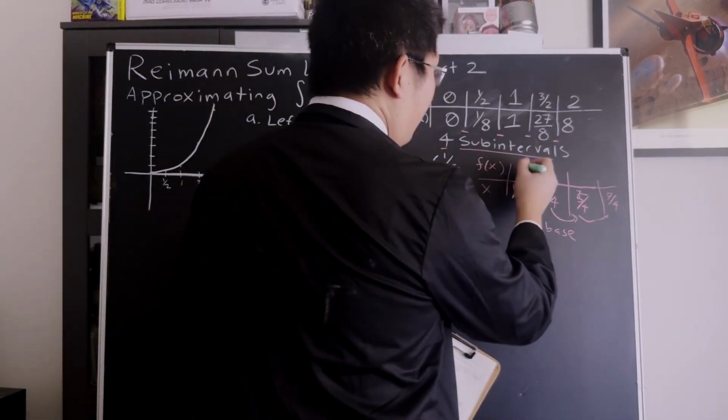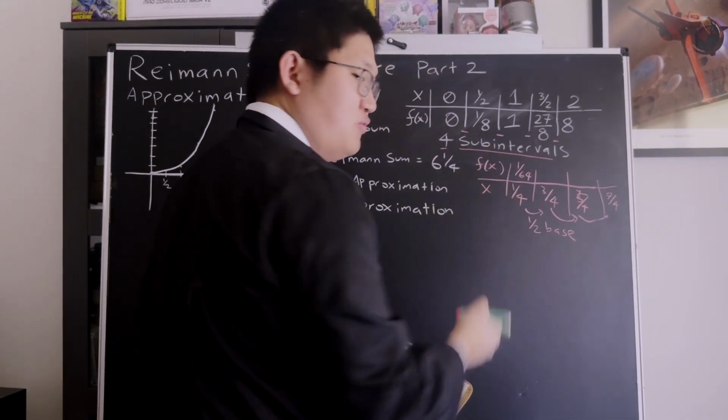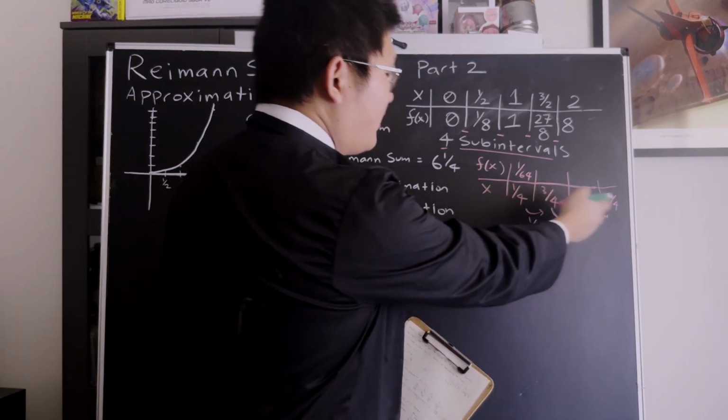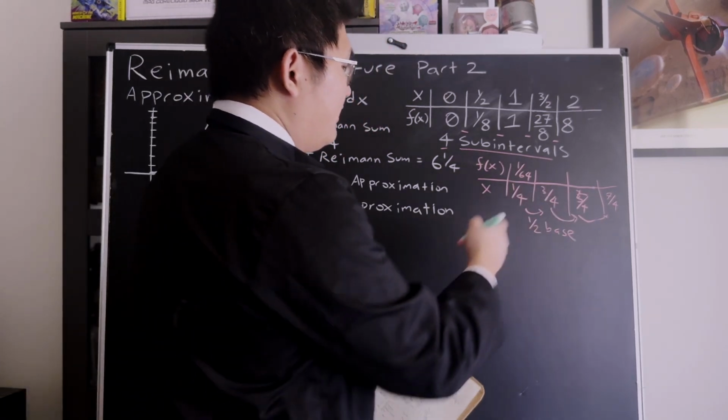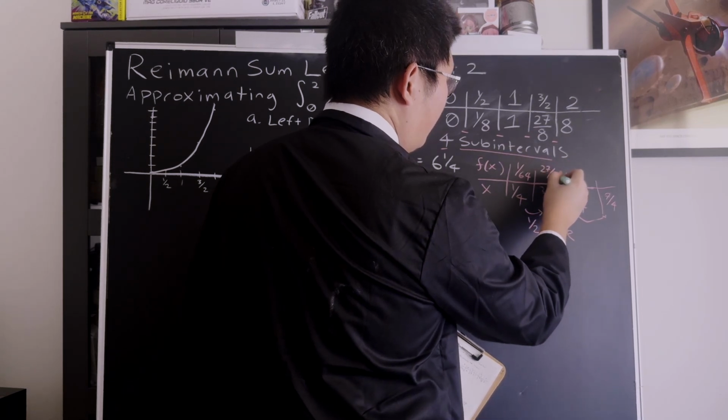So to begin with, our new f of x result will be 1 over 64, because that's 4 raised to the 3rd power. Looks like that will be a common denominator all the way through. Then 3/4 raised to the 3rd power is going to be 27/64.